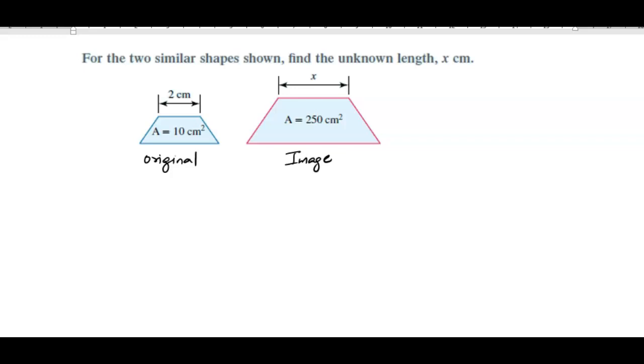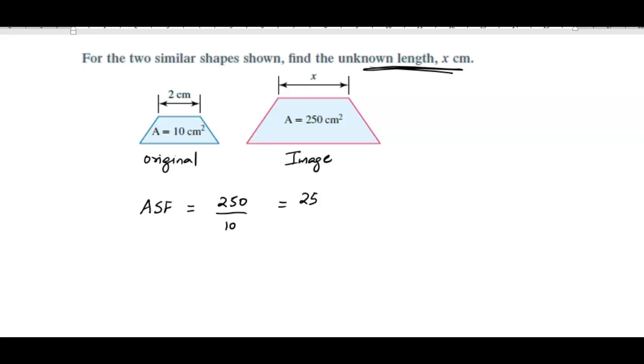So given the fact that I've got both the areas of the shapes, what I can do with the two areas is work out the area scale factor. The area scale factor can be given by the area of the image divided by the area of the original, which in this case is 250 divided by 10, giving us an area scale factor of 25. But the subject of this question is to find the unknown length x. In order to find an unknown length, I need to get into the length scale factor scenario. Now, how do I convert area scale factor to length?